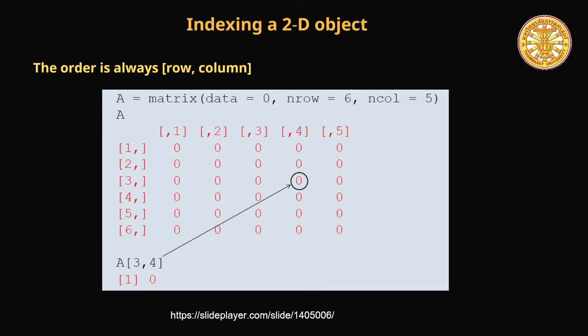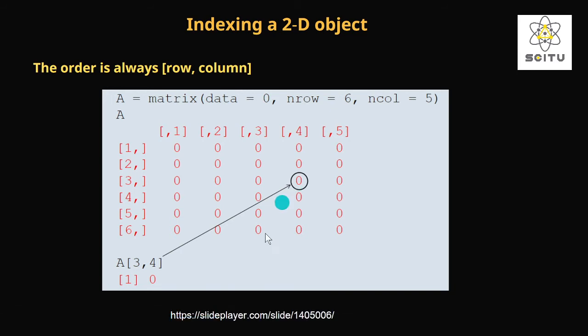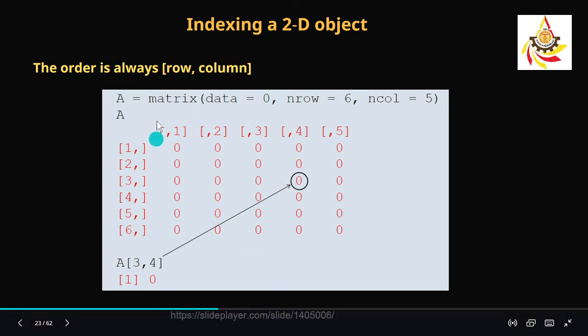This is an example of indexing. If you need to call row number 3 and column number 4, you can do it by using a matrix with A and brackets 3 comma 4. You will get the result from here.